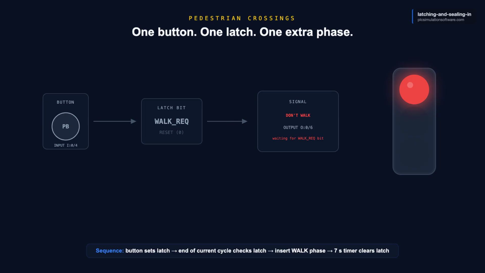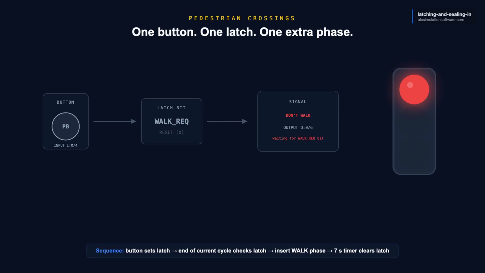State register adds a value for the pedestrian phase. The pedestrian button input sets a latched bit that gates entry to the pedestrian phase at the next opportunity. The latch clears once the phase completes. Press the button at any time. The system waits for the right moment, then accommodates.